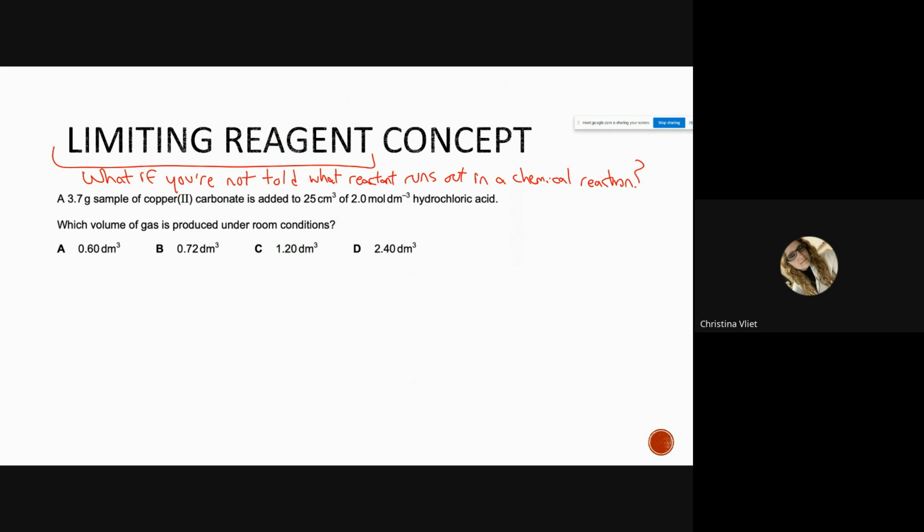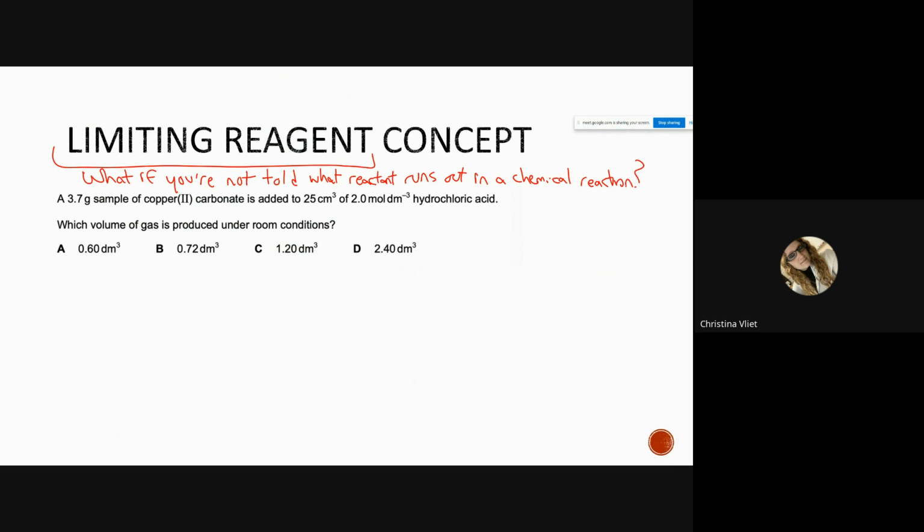A 3.7 gram sample of copper 2 carbonate is added to 25 centimeters cubed of a 2 molarity hydrochloric acid. And you are asked, which volume of gas is produced under room conditions? First of all, look at the question. Where do you think you're going to need to start with this? You're given an amount of grams of copper carbonate. You're given an amount of volume and molarity of hydrochloric acid. And they're asking you how much volume of gas is produced. Anybody have a suggestion of where we could start?